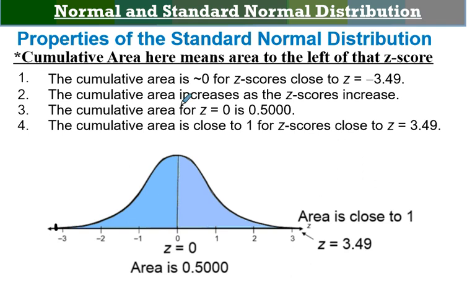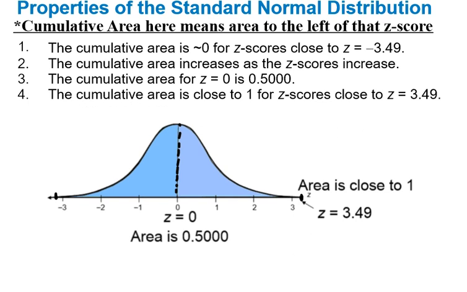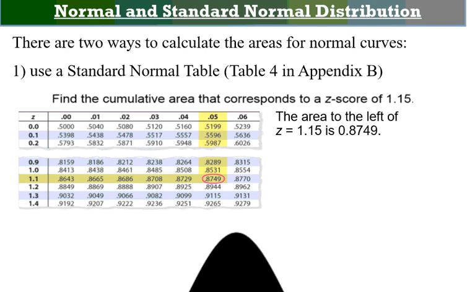The cumulative area increases as the z-score increases. So as you move to the right, we get more and more of the probability, because we're talking about area to the left. The cumulative area for a z-score of 0 is a half. If you're at the mean, it means 50% of the values are going to be left of you. The cumulative area is almost 1 by the time you hit 3.49. So by the time you're 3.5 standard deviations to the right, almost everything is going to be less than that. Those are just some basic properties of the standard normal distribution.